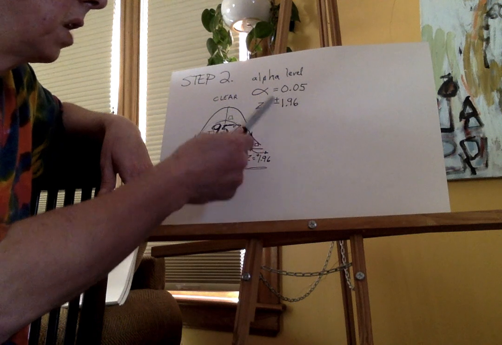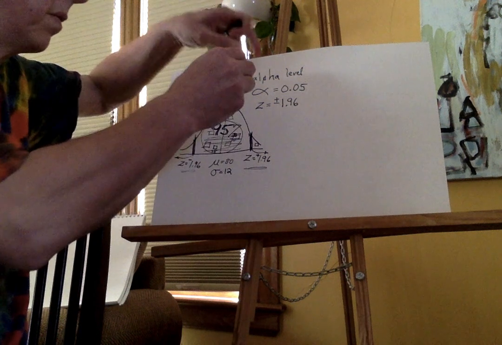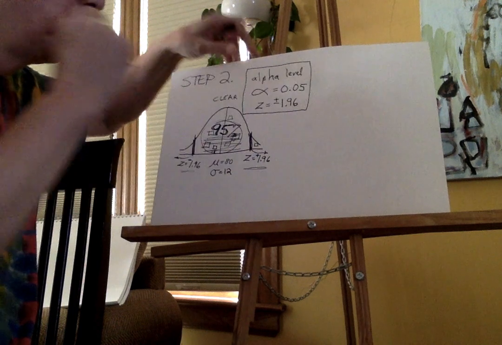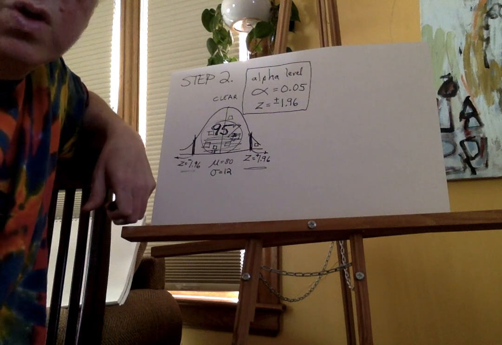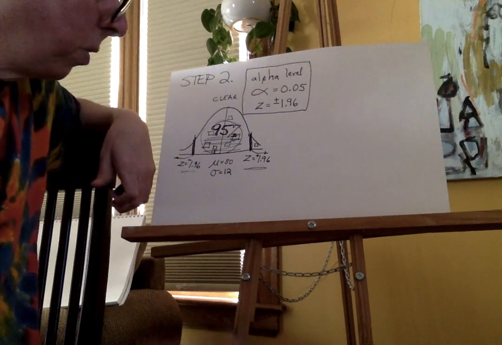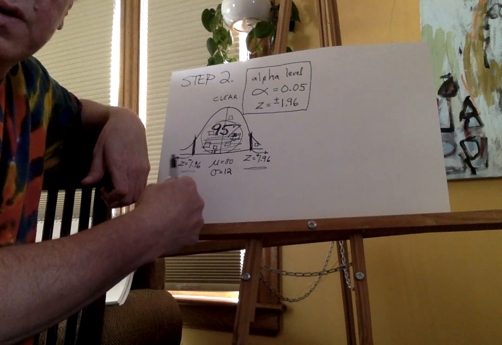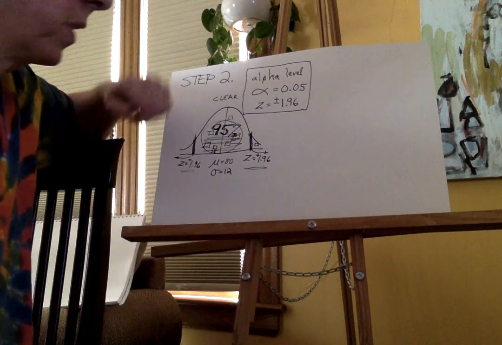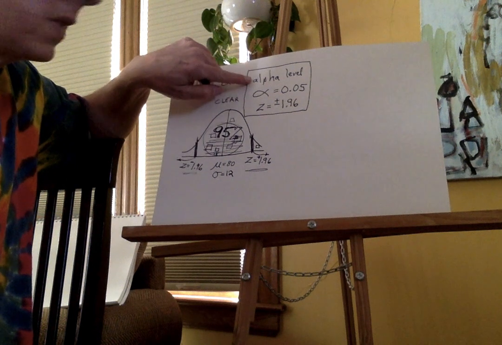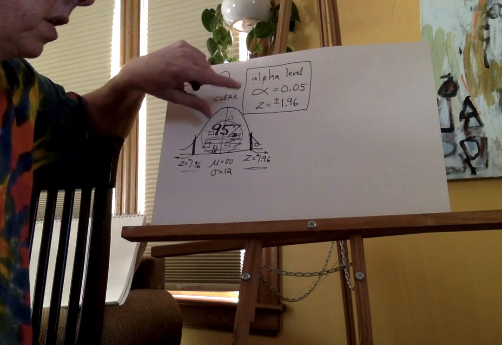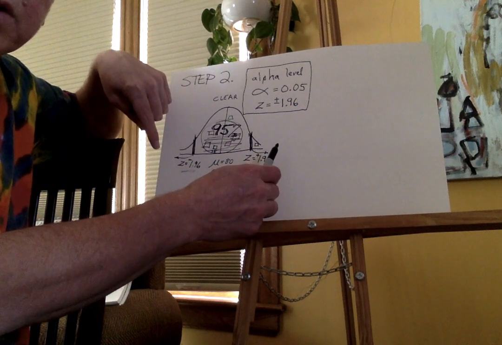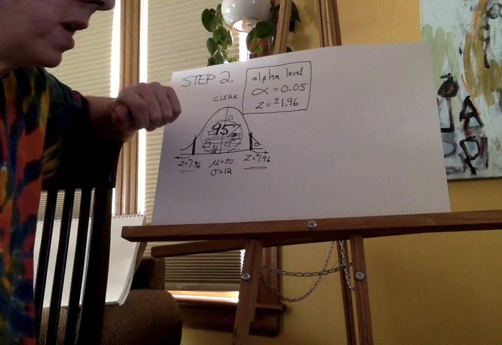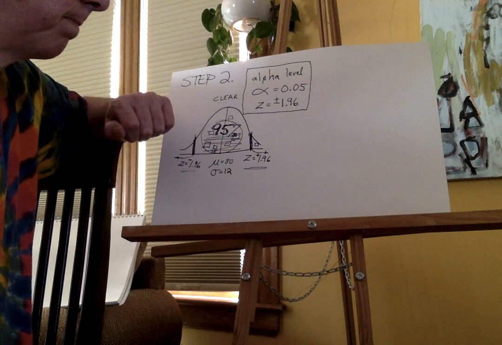And then we're usually just going to write this for step 2. Once you get used to this, you won't be drawing this curve. It will be sort of an assumed curve in your head. When you tell the reader this, you're telling the reader that you're talking about this part of the curve. Alpha 0.05, a z of 1.96.